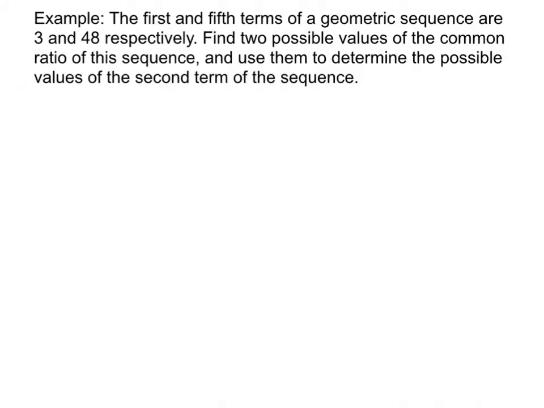The first and fifth terms of a geometric sequence are 3 and 48 respectively. Some people will even take the tack of writing things down as soon as you see them. This means that the first term is 3, and the fifth term is 48. And by the way, as soon as we saw that, we knew that n was 5, and that we're going to be using our formula for n equals 5. It then says find two possible values of the common ratio of the sequence and use them to determine the possible values of the second term of the sequence.